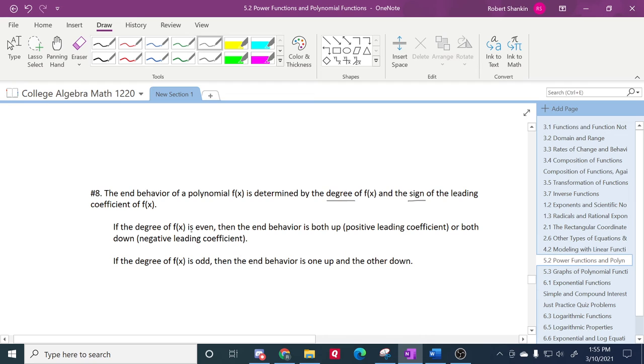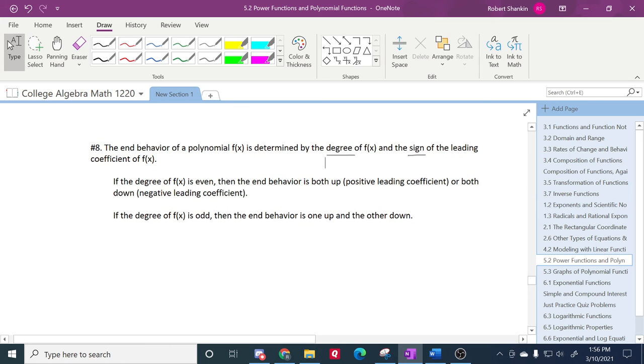If the degree of f of x is even, the end behavior is both up, if it has a positive leading coefficient, or both down, if it has a negative leading coefficient. If the degree of f is odd, then the end behavior is one up and the other down. And if it's negative, it kind of flips its normal role. The normal role is on the right, it's up. Okay, now you can memorize these things, but they'll be a lot easier to memorize if it makes sense, if you plug in some values and play around with it enough so that it makes sense. Okay. That's a summary of it all.